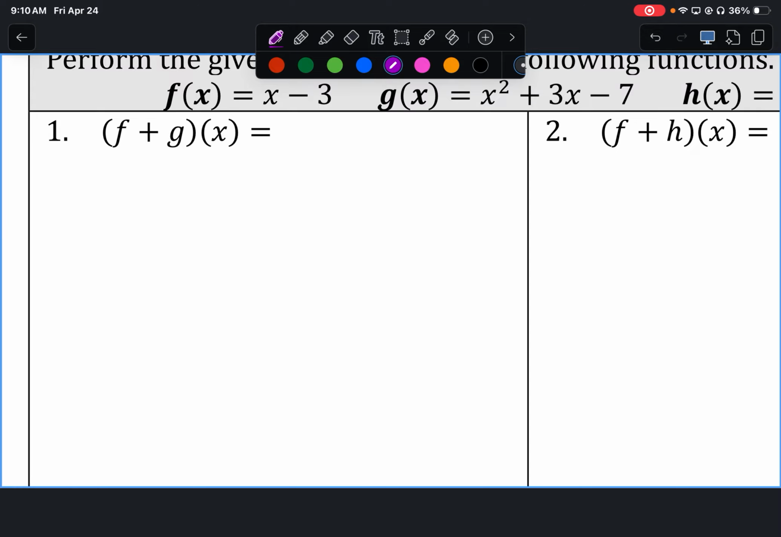So I want us to set up f of x plus g of x. In order to set this up, I want us to use parentheses. It is less important for addition to use parentheses, but for subtraction and multiplication, it's super important that we do. So I want us to be in the habit of setting it up this way. What is function f of x? x minus 3. Plus, what is function g of x?